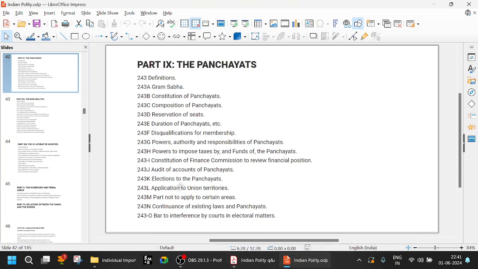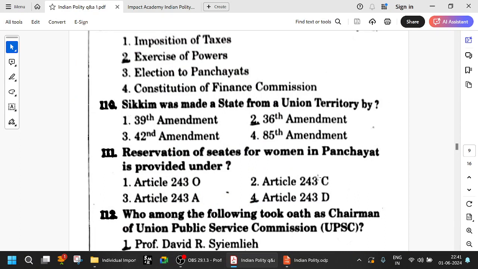And C is composition of panchayats. C is composition, and D is reservation. DRCC, we remembered like that. CC, C for composition, and D is for reservation. DR.